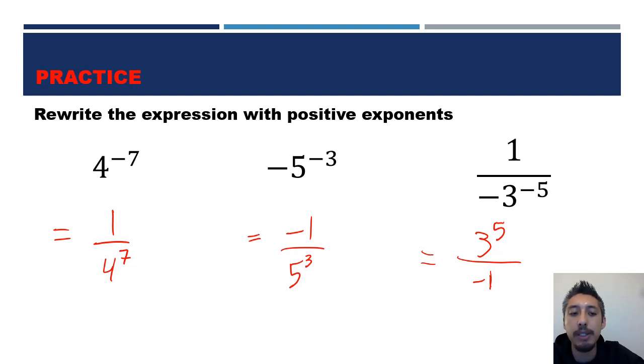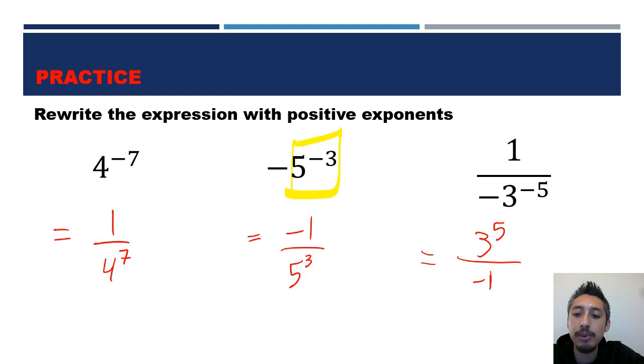The negative exponent becomes positive. That one should have been pretty easy. For the next example, your answer should be negative 1 over 5 to the power of 3. Remember that the negative exponent is only attached to the 5, so the negative is actually not going to be moving down to the bottom of the fraction, only the 5 and the exponent is going to move down. So on top, that's why you still see a negative 1.